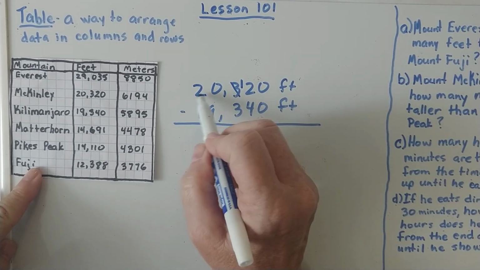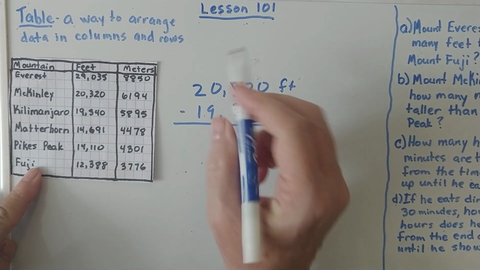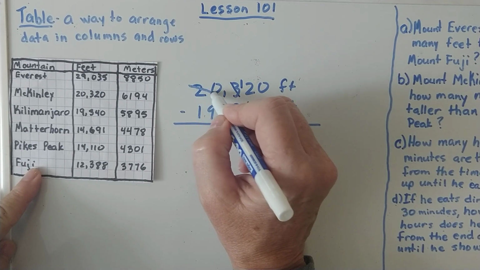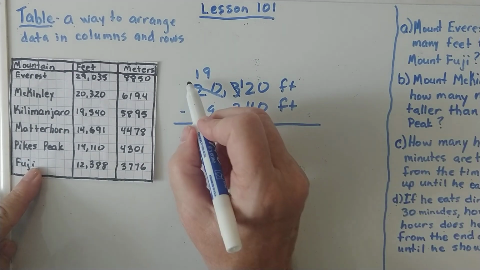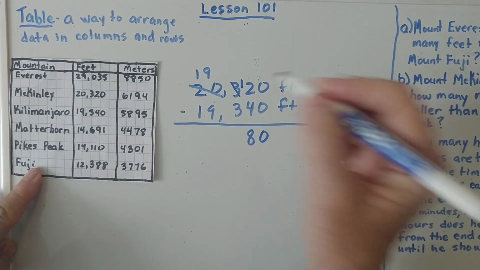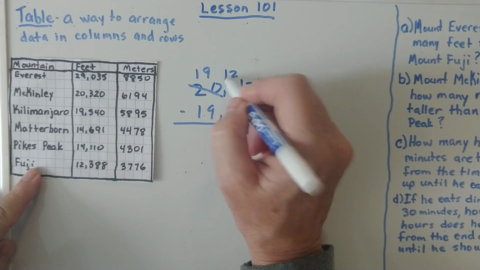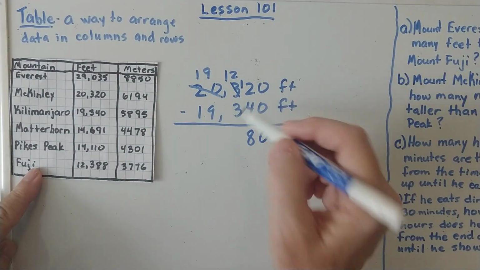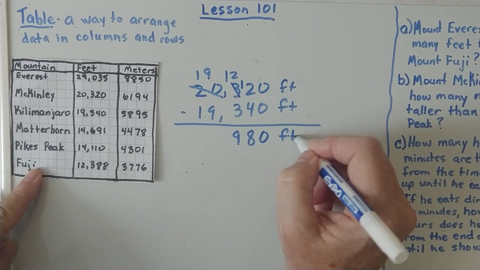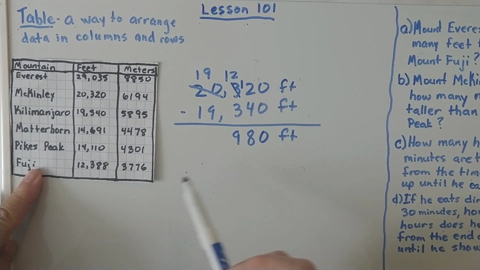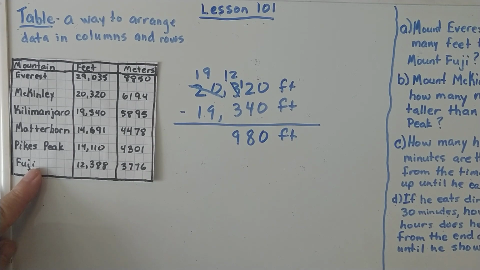Okay, so if I'm borrowing from something that has a 0, I like to just go ahead and borrow from the whole thing. So the 20 becomes a 19 because we're really only taking 1 from it. And then this becomes a 12. So 12 take away 3. So Mount McKinley is 980 feet taller than Mount Kilimanjaro.